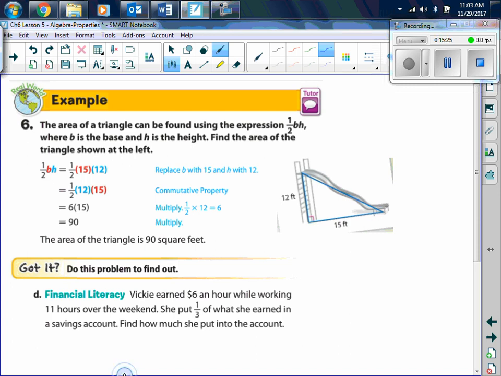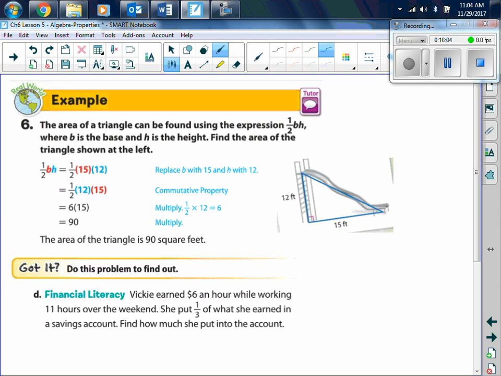So now, when we are using the properties, isn't it easier for me to multiply 1/2 times 12, or take half of 12 than it is to take half of 15? Yes. So here, I'm just going to flip that 15 and 12 around. What property tells me that I can flip those two numbers around? Commutative. The commutative property of multiplication. So, the reason I can flip those two is the commutative property of multiplication.